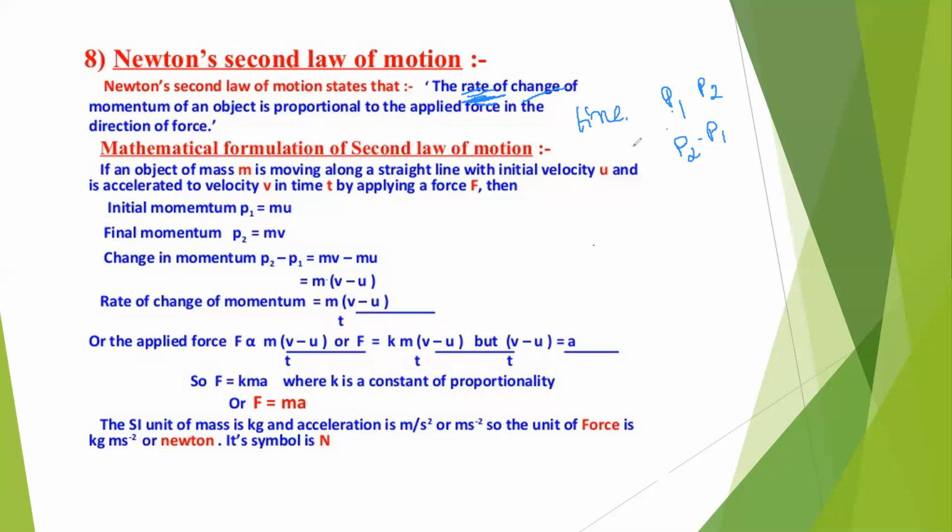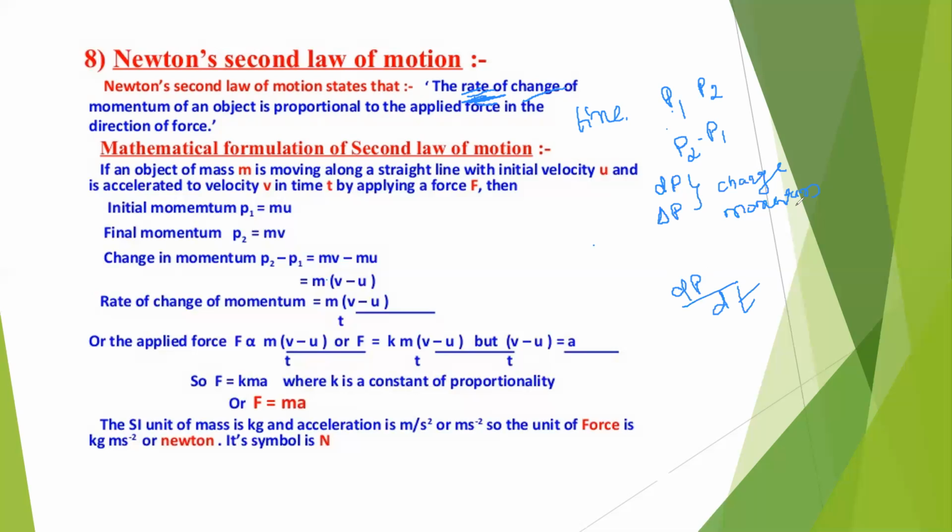So this change, P2 minus P1, I can write as dP. What is this dP? Sometimes we write it as delta P also. This dP or delta P indicates change. Change in what? Change in momentum. So the change is denoted by delta P or dP. Now this change is with respect to what? With respect to time.